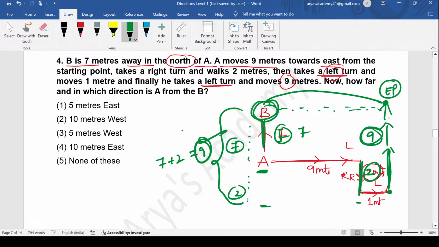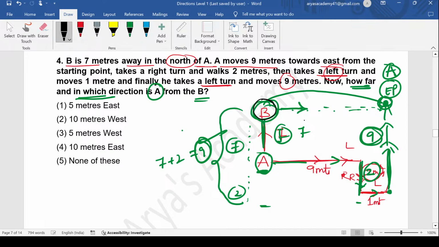Okay. Now, considering this as the end point, now how far and in which direction is A from point B? So originally this is the position of A, but he has moved. He has moved initially for 9 meters, then for 2 meters, and then for 1 meter, and again finally for 9 meters, and finally he is located here. The end point itself is the A. Now the question is, now how far and in which direction is A from B? So you have to look from B and tell he is in which direction and at what distance.